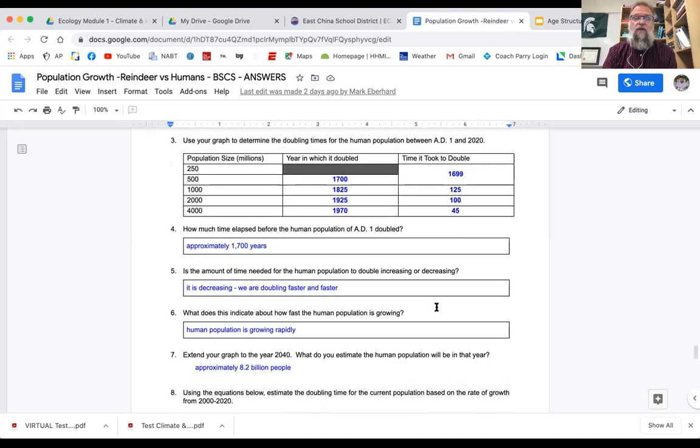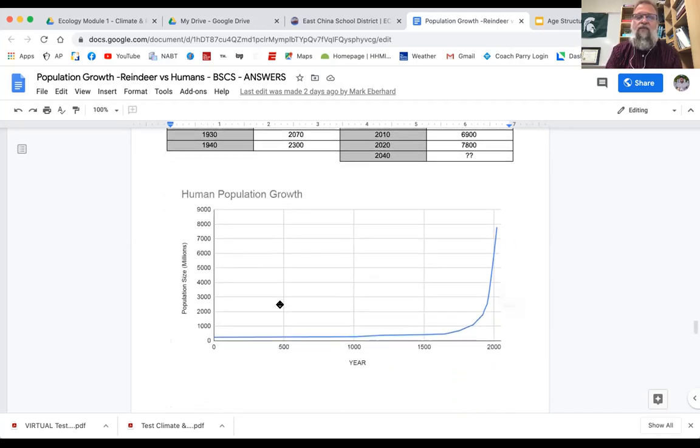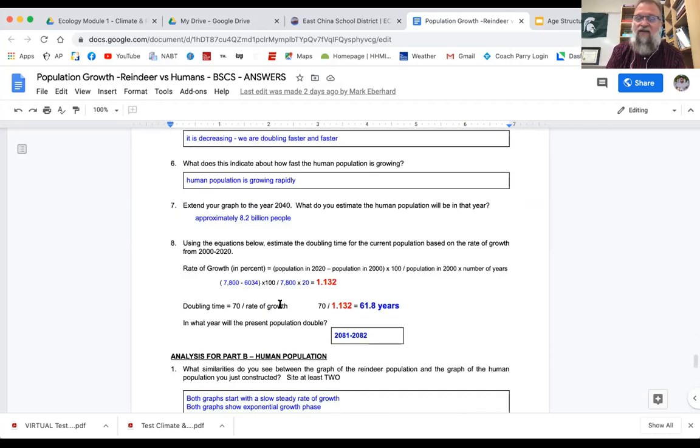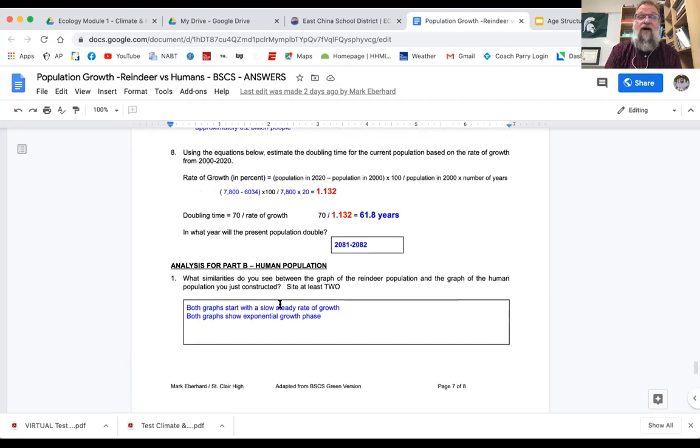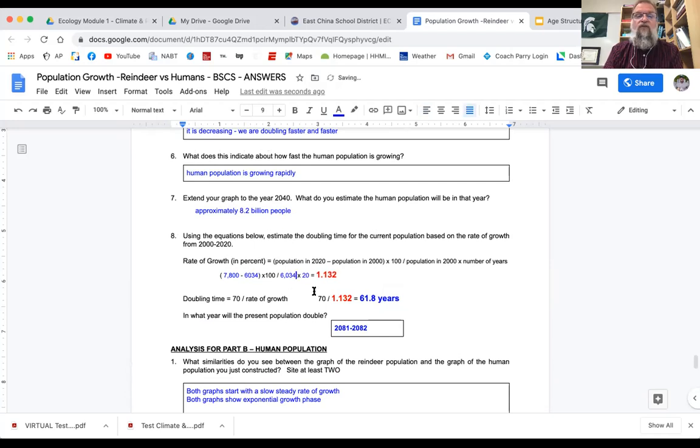On your graph, you were supposed to extend it out to 2040 and make a prediction. I said about 8.2. I think my estimate's probably a little low. It's probably going to be more like 8.5 to 9 would be my guess. And then there was this formula right here, which I messed up. Let me fix that. I put the wrong year value in there. I'm just correcting a mistake I made earlier.